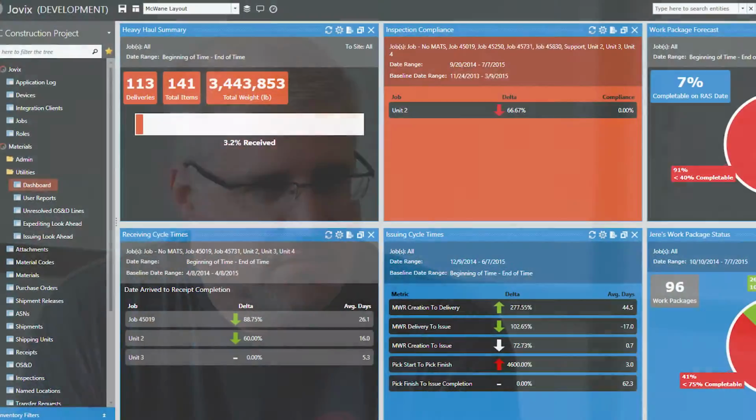I think one of the things that I'm proudest of from a functionality standpoint would be the dashboards that we have, the material management dashboard in Jovix. And that came about because we were hearing from our users in the field that there was a lot of data in Jovix, but what they needed was actionable information, things that they could quickly grasp and would inform what actions need to be taken. So the materials management dashboard came about as a way to address that.